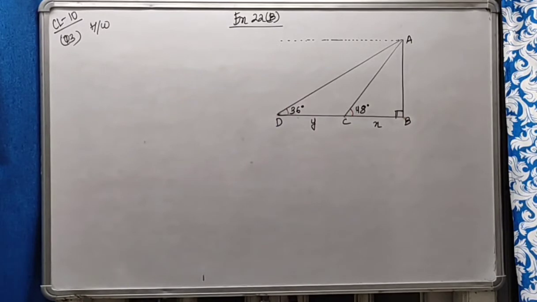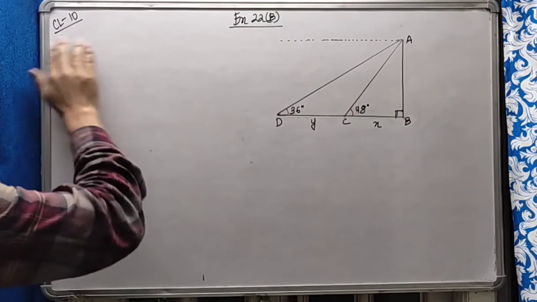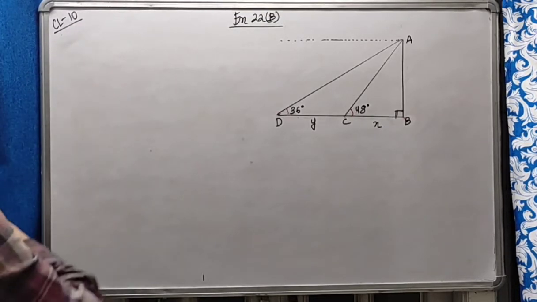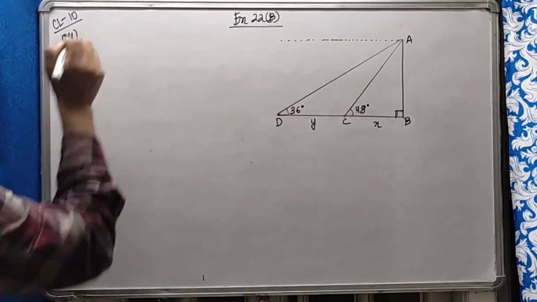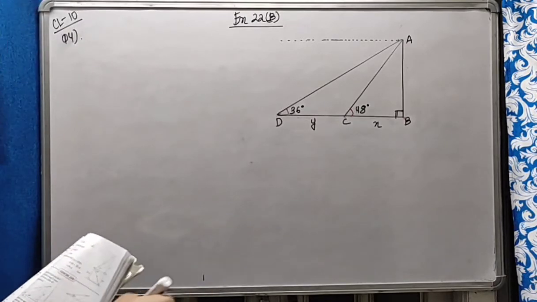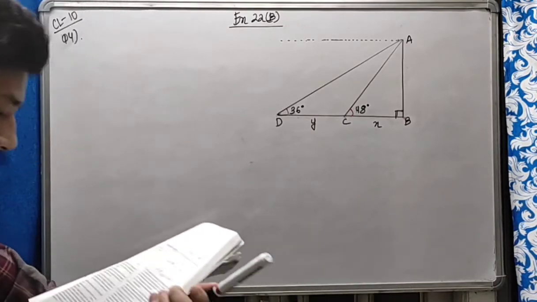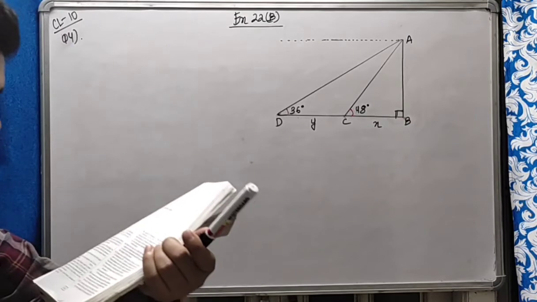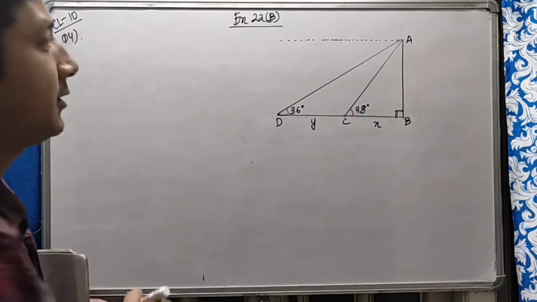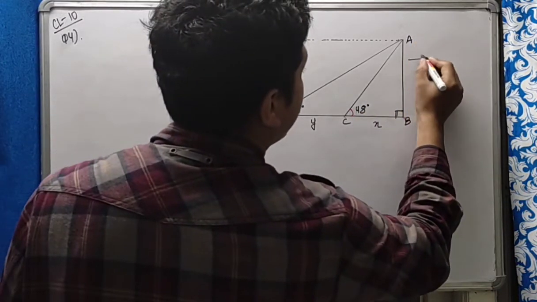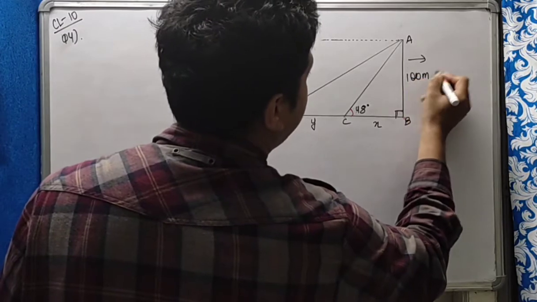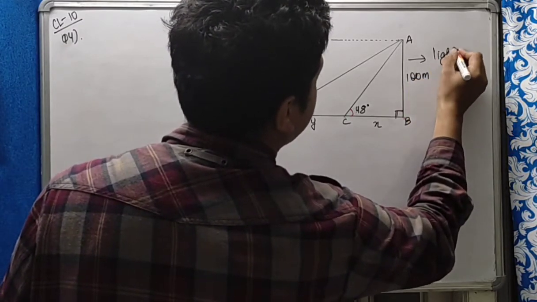All right, boys, let's proceed with the next one, that is question number 4. Let's understand the question. Okay, so question number 4, the question says, from the top of a lighthouse 100-meter high. So this is my lighthouse, which is 100-meter high.